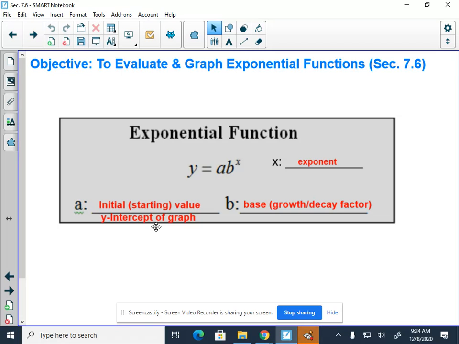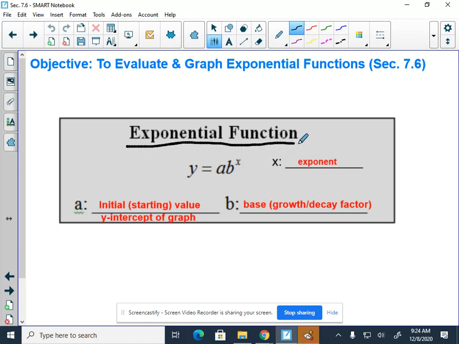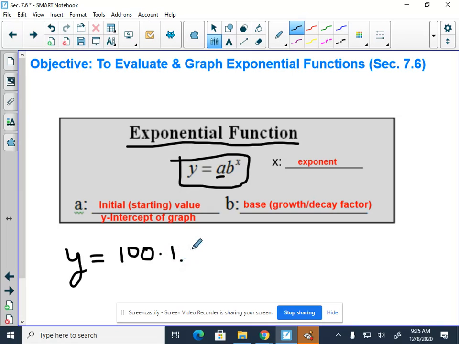So an exponential function. This is the equation of an exponential function. Up in that top, we should have written down under exponential function in the first part of the notes, y equals a b to the x. Now, here's an example, everybody. You may want to write in that same top section: if we had y equals 100, that's going to represent a, times 1.12 to the x. That's an example of an exponential equation.